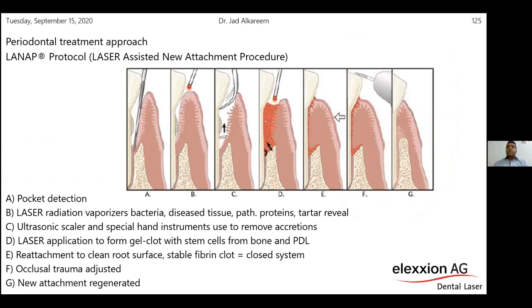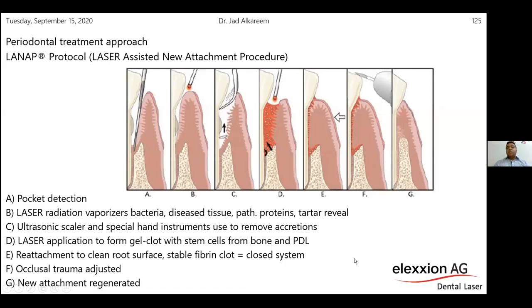Once you reach the end of the pocket, you go back around 3 up to 5 millimeters away, and then you activate your laser, and the laser should be activated while you are going out in a spiral way. So try to move left and right so you can touch both the tooth surface and the soft tissue surface inside the pocket.